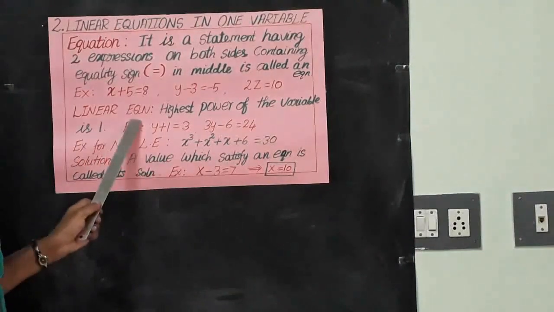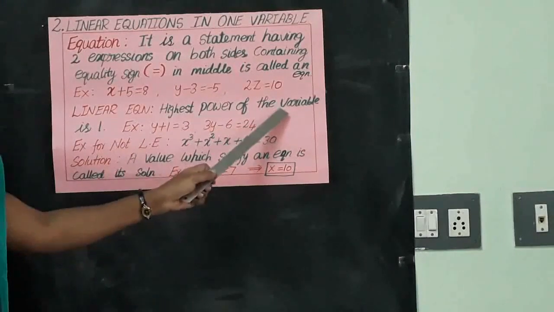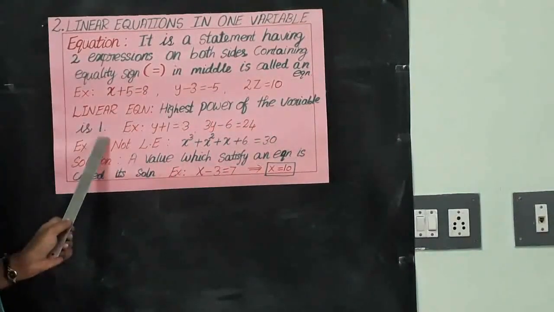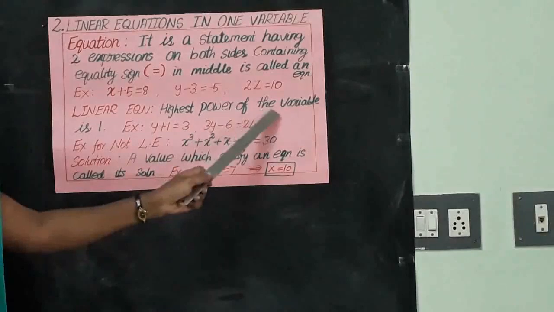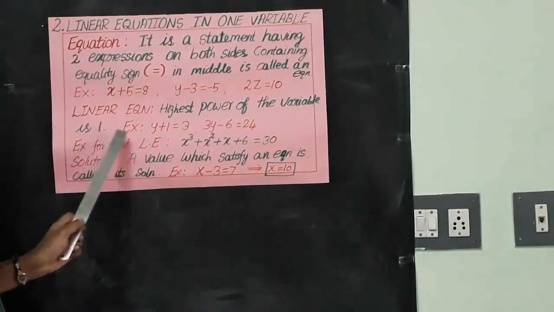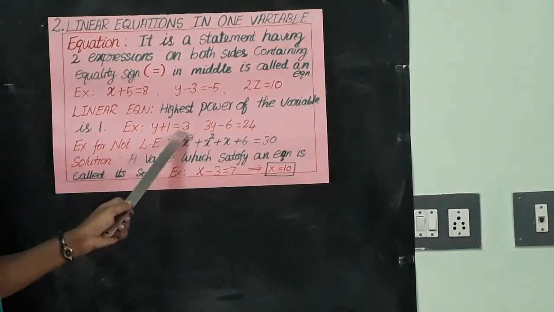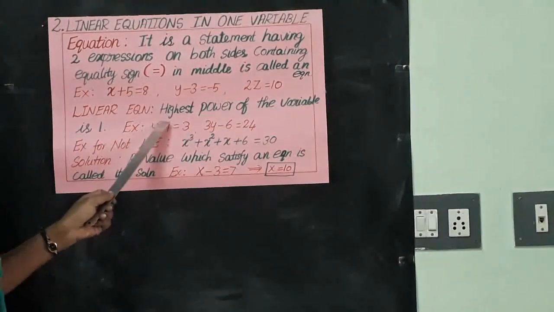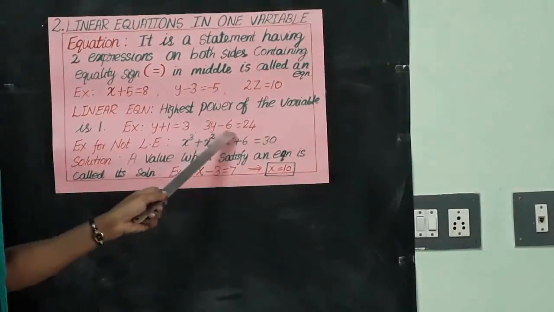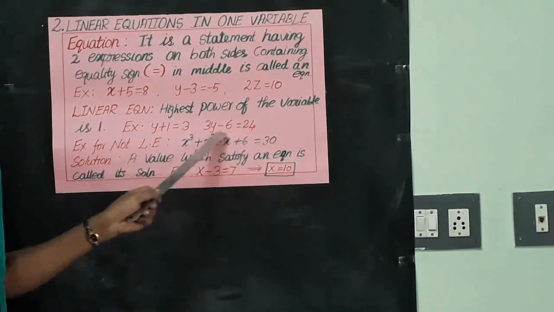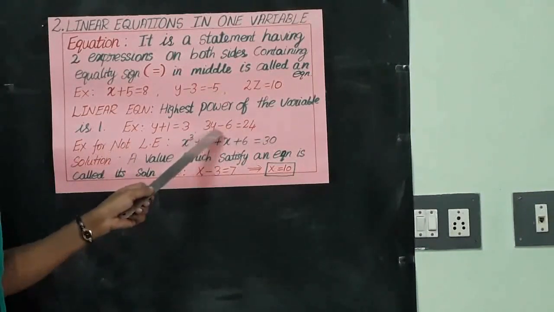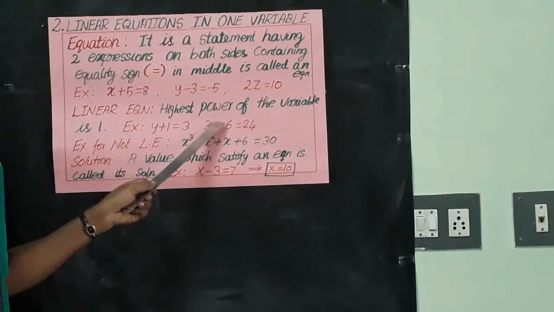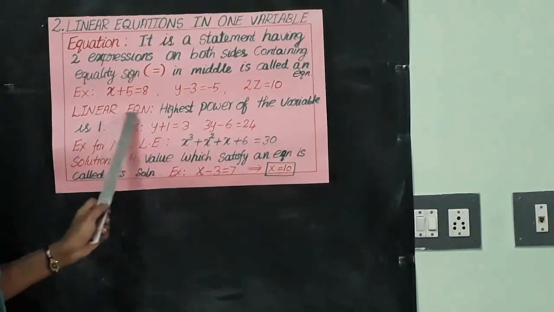Linear equation. The definition I already told: the highest power of the variable in the equation must be 1. Example, y plus 1 equal to 3. Here the variable y is present. What is its power? 1 only. No need to mention that here. Clear? Like that, one more: 3y minus 6 equal to 24. Here the variable term is this one. Y is the variable, and its power is 1. So these are the examples for linear equation.